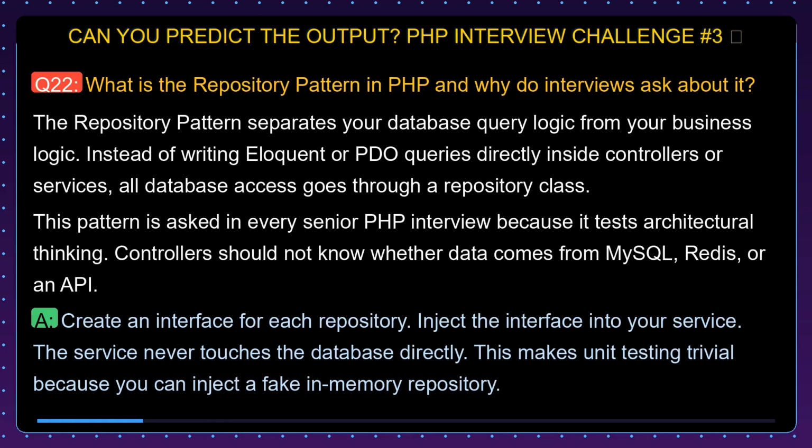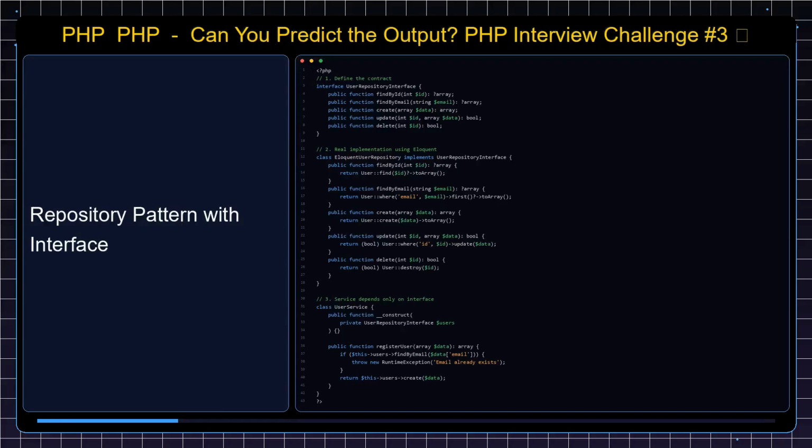A. Create an interface for each repository. Inject the interface into your service. The service never touches the database directly. This makes unit testing trivial because you can inject a fake in-memory repository. Repository pattern with interface.